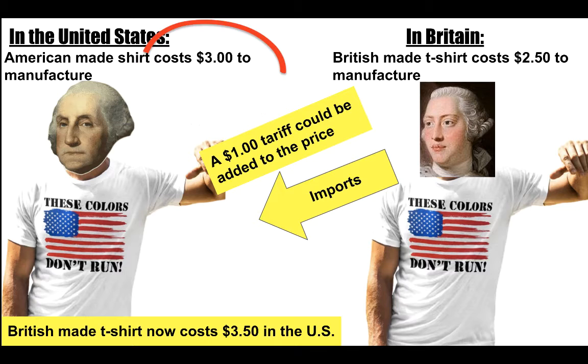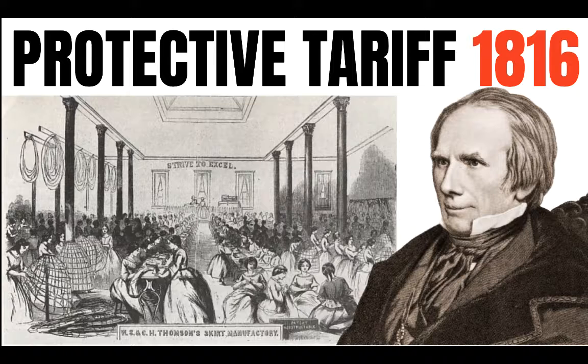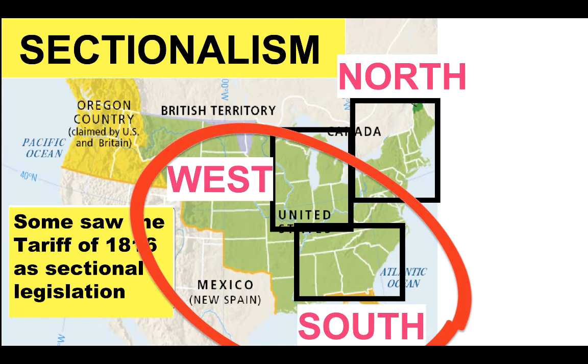The idea behind the tariff was to encourage consumers to buy American goods since the tariff made foreign goods more expensive. As you can see with this tariff example, the American t-shirt is the better deal now. Clay believed a protective tariff would be key to developing American manufacturing and industry by protecting industry from British competition. Clay felt the U.S. should increase domestic manufacturing in order to promote economic prosperity. However, people outside the industrializing North are not too fond of this plan.